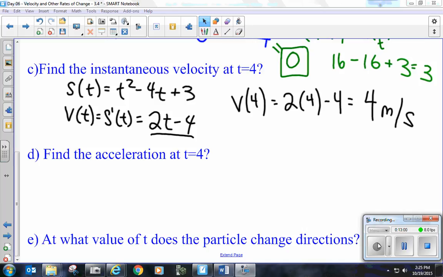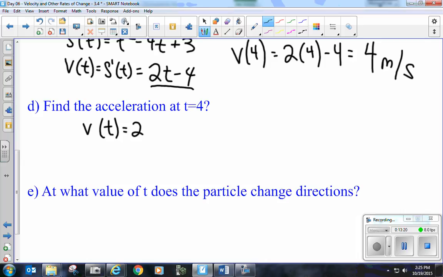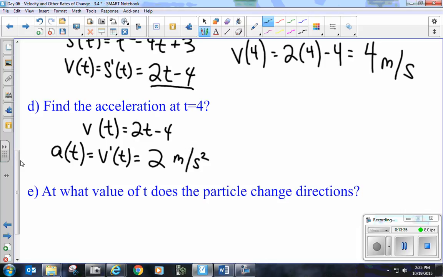All right, find the acceleration at t equals 4. We were just talking about this. What does acceleration mean? What do I have to do? Take the derivative of velocity, right? If velocity is 2t minus 4, then acceleration is the derivative of velocity, which is 2. And what do we label that? It's meters per second, but squared now, because it's acceleration.